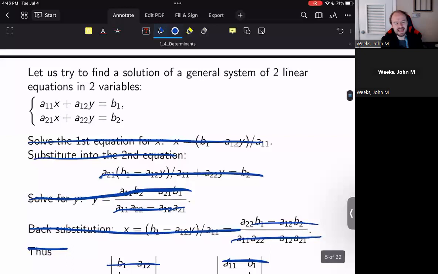But for now, let's try and use these matrices to give us a solution to a system of 2 linear equations. Well, first things first, we've got our system of equations here.